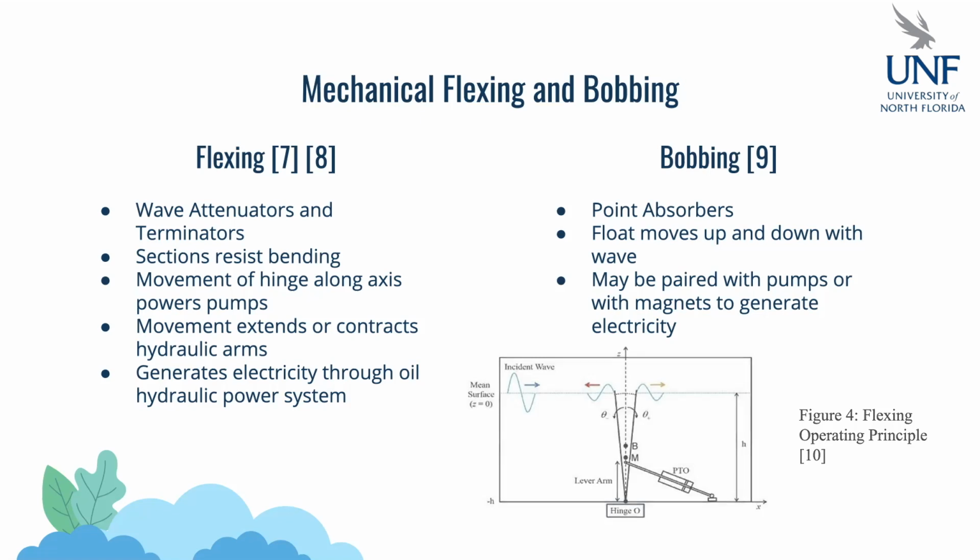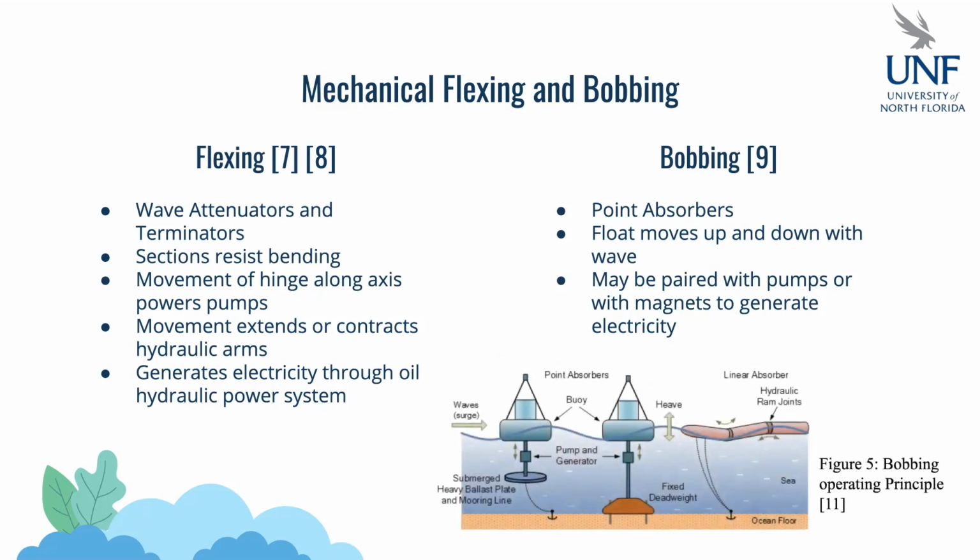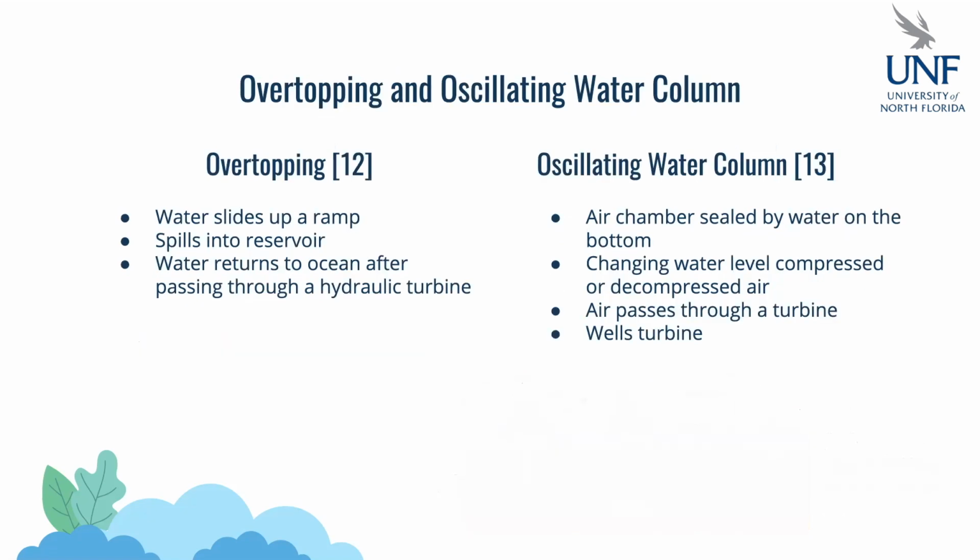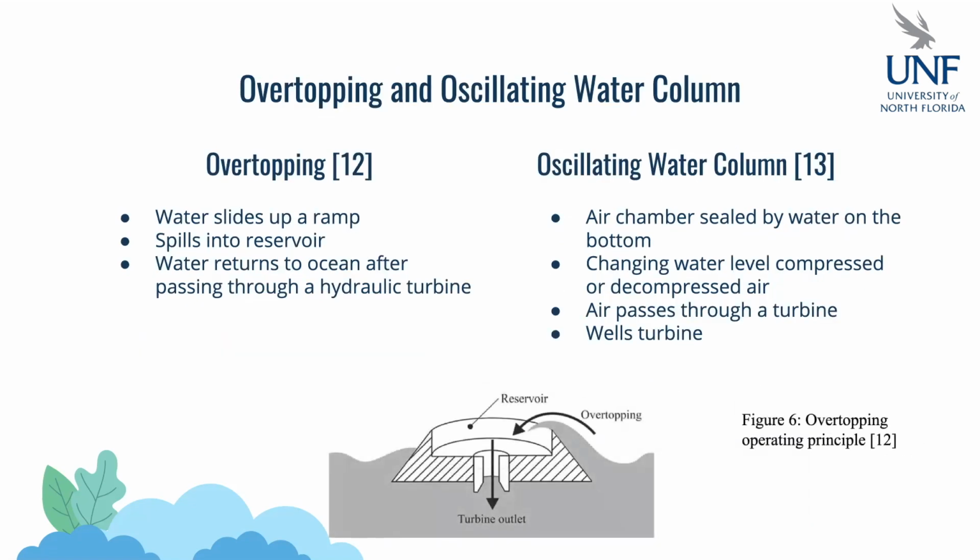Next, we have bobbing. Bobbing is the common form used in point absorbers. The float moves up and down with the wave, and that may be paired with pumps or magnets in order to generate electricity. Next, we have overtopping. If we take a look down here at figure 6, this illustrates what overtopping is. The way it works is water will be forced up along a ramp, as kind of shown in the picture.